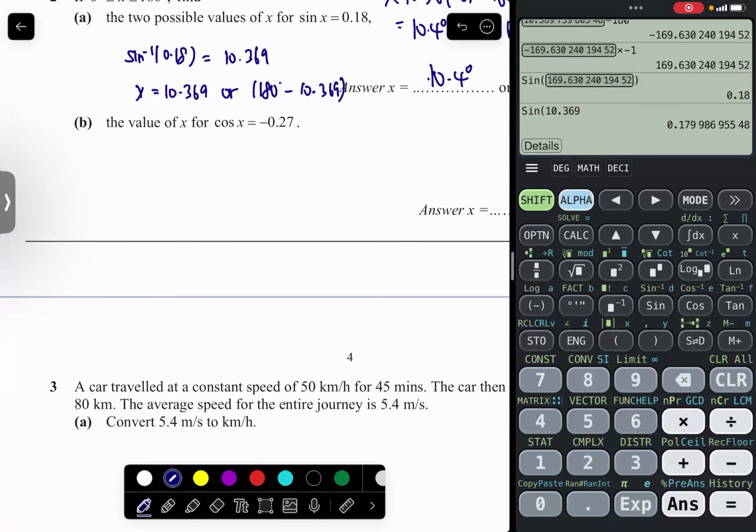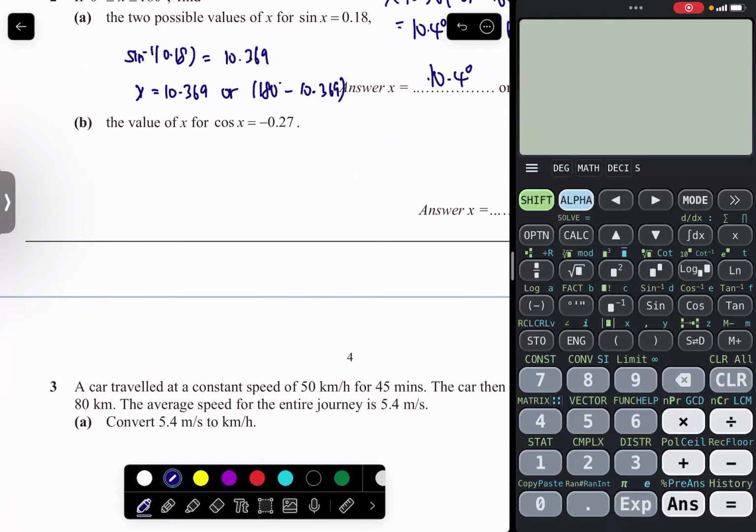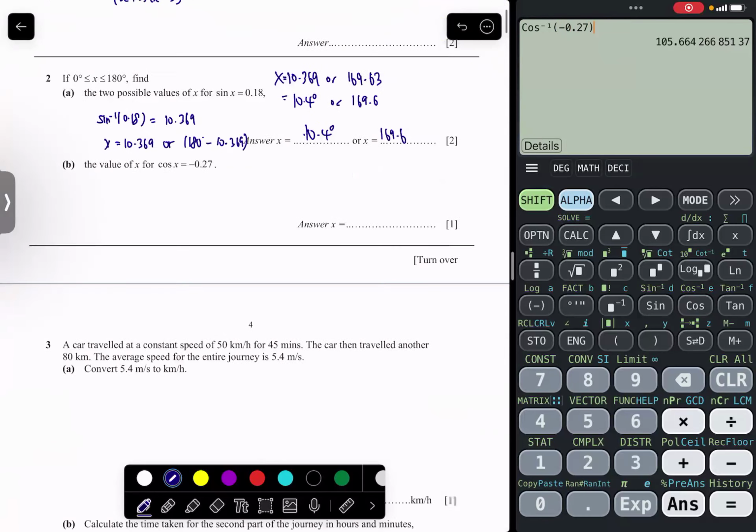Find the value of x for cos x equals negative 0.27. This one is easier. You just take cosine inverse of negative 0.27. Okay, so the answer is 105.7.